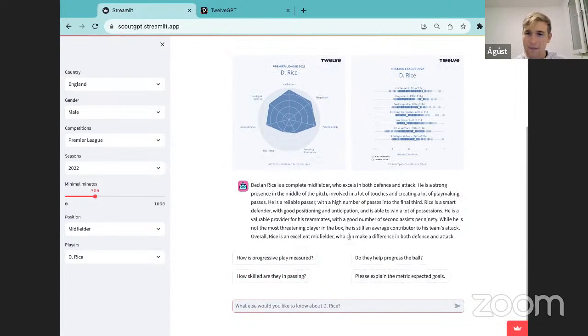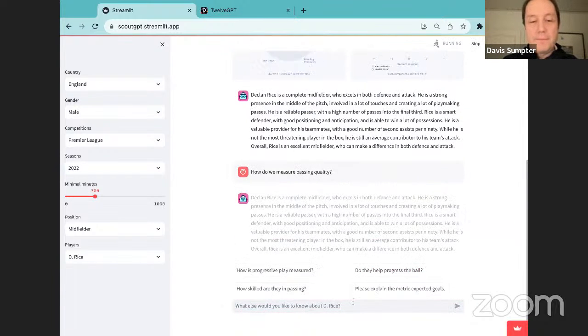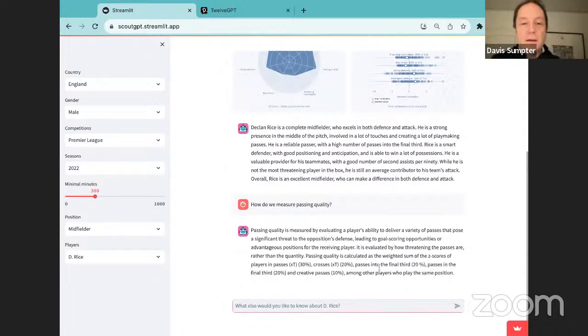You were on progression. So if we say something like this, how do we measure passing quality? This gives you a breakdown of how passing quality is measured. It gives you an idea of why it's measured in the way it is, and then it breaks down into specific measures. We use an expected threat measure, which measures the quality of a particular pass. We look at their players in passes, their crosses, their passes into the final third, the passes in the final third, and also creative passes. And this tells you the weights that we use to construct the final metric.